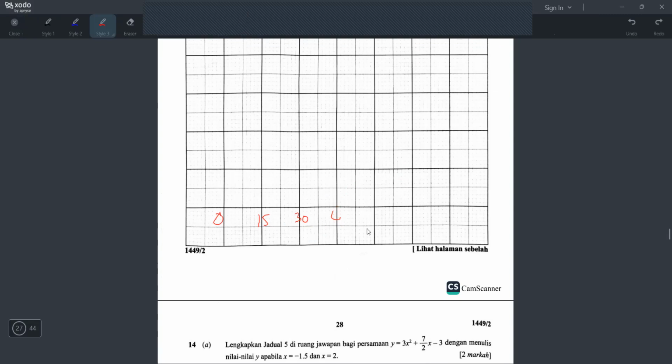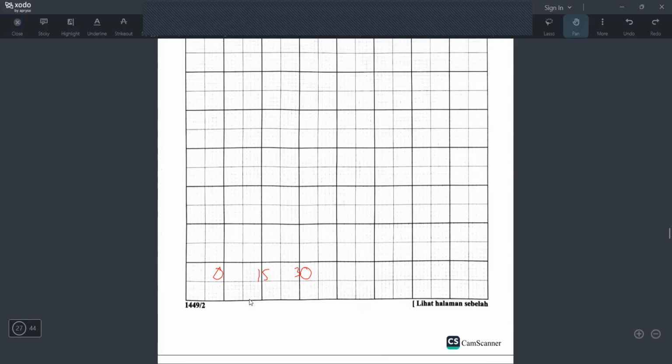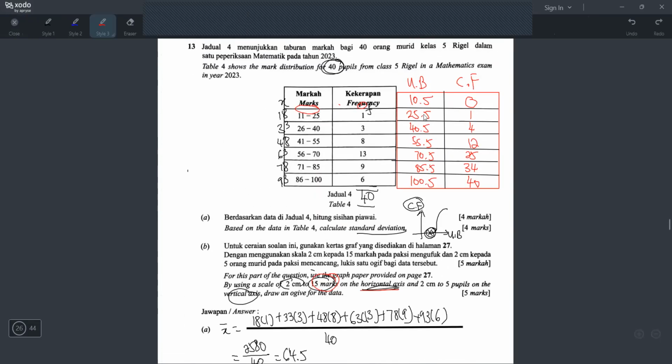Whenever I teach this in my class, I always remind my students, you cannot do it like that. It's because when you are drawing ogive, you are using upper boundary as your x-axis. It means you cannot plus 15 dulu. You have to follow the first upper boundary, which is 10.5 dulu. Then only you can plus 15. It means the first value you write here will be 10.5 first, not 15. Then only you plus 15 become 25.5 and so on, right?